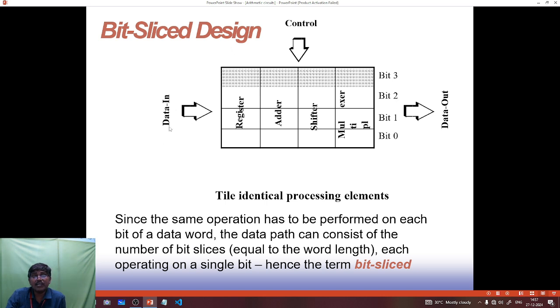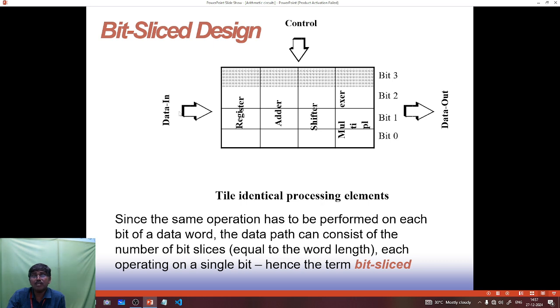Next, bit-sliced design. Here there is a data in, a register, an adder, a shifter, and a multiplexer. Data in gives the input data, and whatever data is fed is stored in the register. After that there is an adder circuit, which is the processing unit. If you want to shift the data, you use the shifter, and the multiplexer is for selection. Based on the selection, whether an addition or a subtraction operation, we perform the operation using the multiplexer selection. So this is the data in and data out.